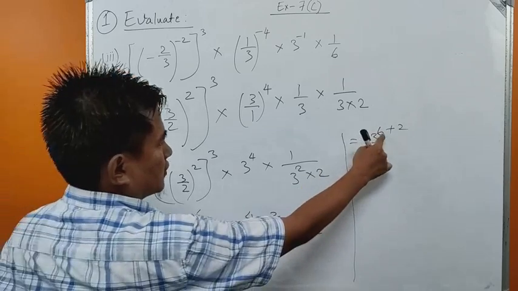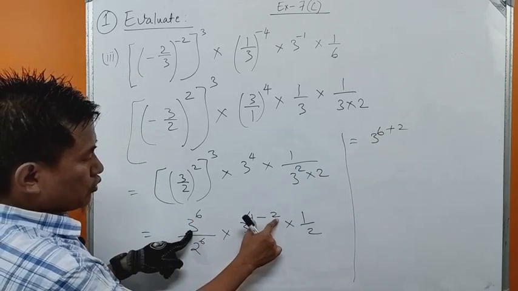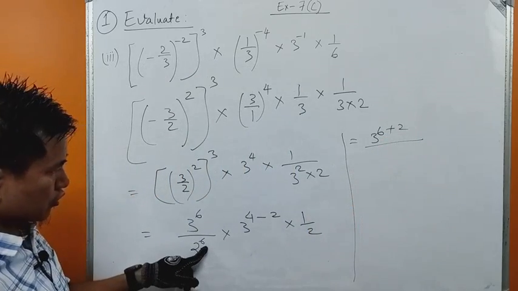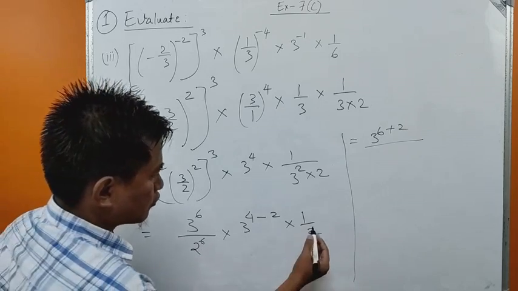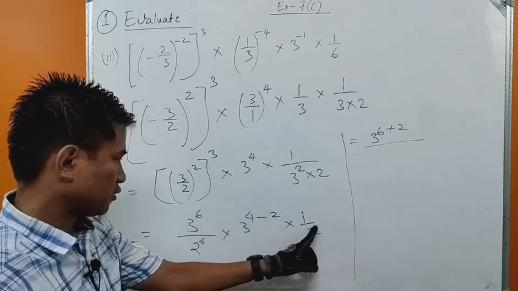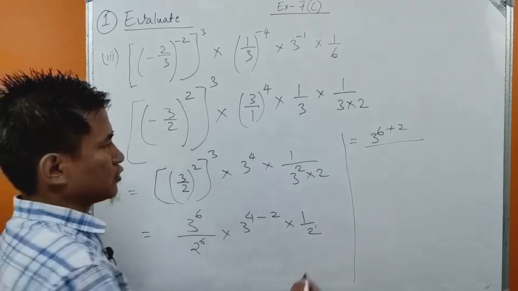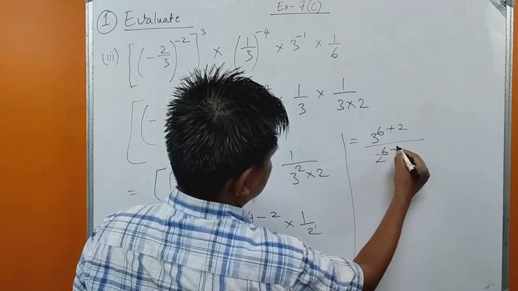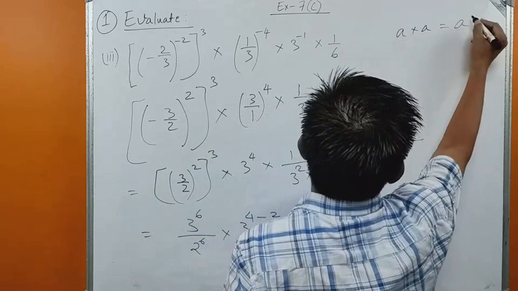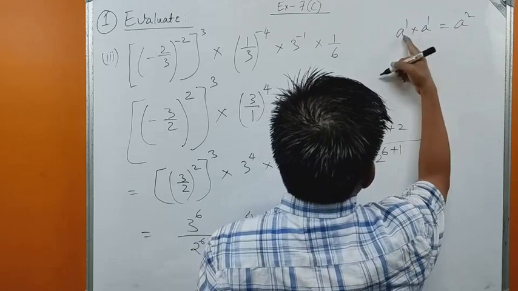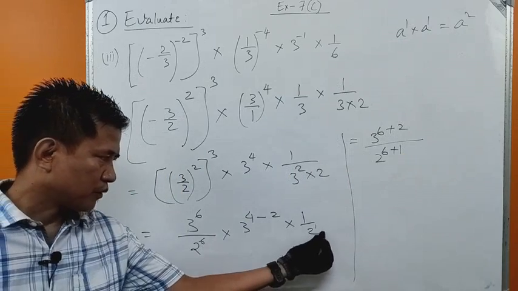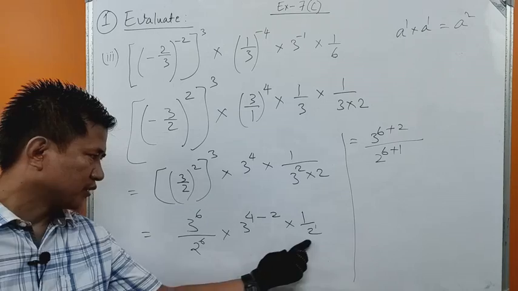So 6, this 6, 4 minus 2 is 2, plus 2, whole upon, here we have 2 to the power 6, here we have 2 to the power 1, both are in the denominator, isn't it? So 6 plus 1, same base 2 and 2, so powers will be added. If a into a, then we just add up the power, a squared, power is 1, 1, same base means powers get added up, isn't it? So 2 to the power 6, 2 to the power 1, they are being multiplied, same base, 2 to the power 6 plus 1.